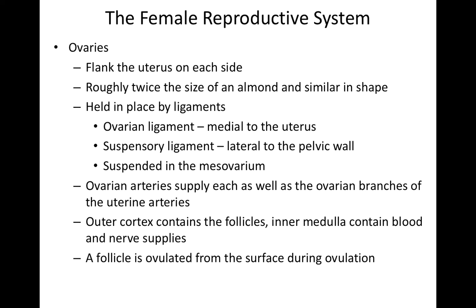We don't have tubules. We don't have any sort of seminiferous tubules in the ovary. So what we do is we develop each egg in what's called a follicle. And the follicle is basically standing in for the tubule. It is a follicle that's going to be ovulated from the surface of the ovary during ovulation.